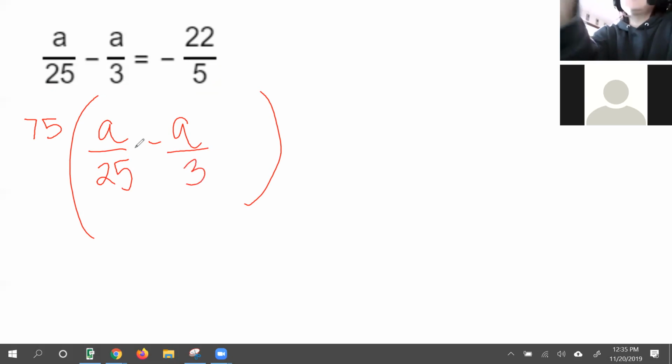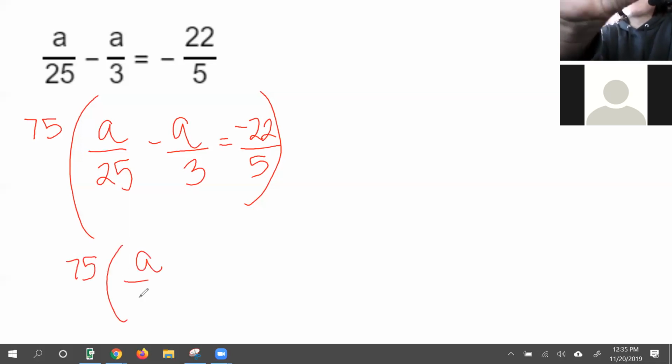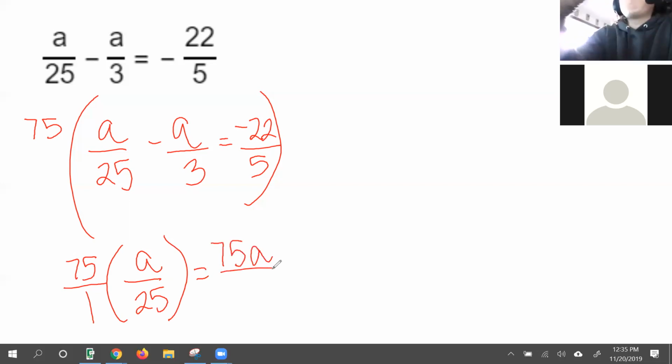And look at that. I'm not even going to combine those first because I'm going to multiply. So first thing is I'm going to go 75 times a over 25. And when I do that, I would get 75a over 25. And 75 divided by 25 gives me 3. So I would be left with 3a.